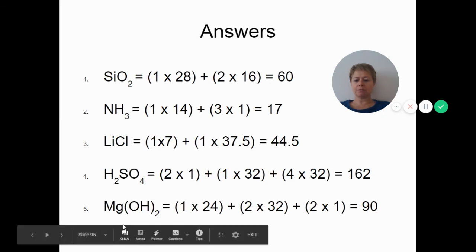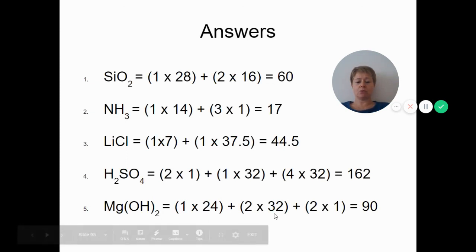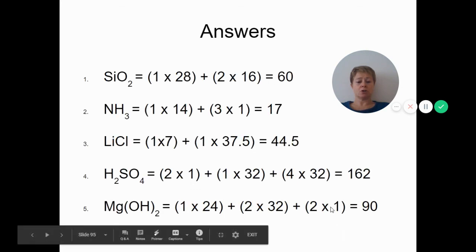And the last one, we've got 1 magnesium atom, 1 times a mass of 24. We've got 2 oxygen atoms, so that's 2 times a mass of 16. 2 hydrogen atoms, so that's 2 times a mass of 1. So that's 24 plus 32 plus 2, which is 58.